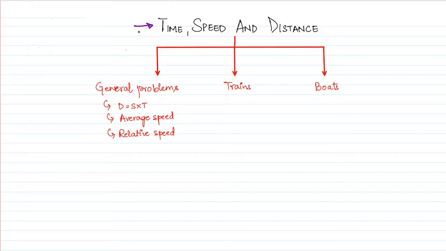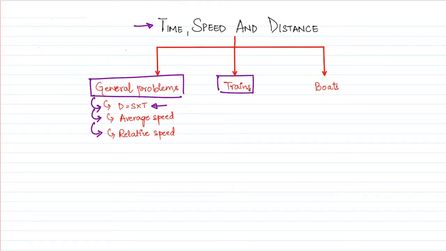Now, the problems in time, speed and distance are divided into three broad categories. The first category is the general problems, where the concept revolves around the formula of distance, speed and time, the relation between distance, speed and time. Then there are problems based on the average speed concept and on the relative speed concept. And there is another broad category of problems based on trains, and another based on boats. So this is what we'll be discussing in this class.